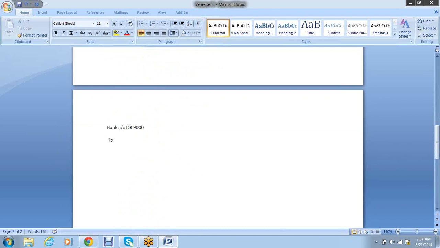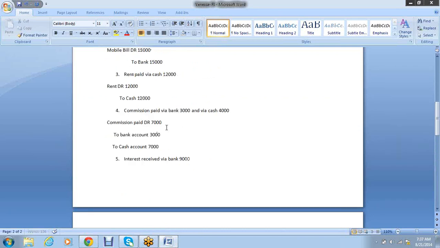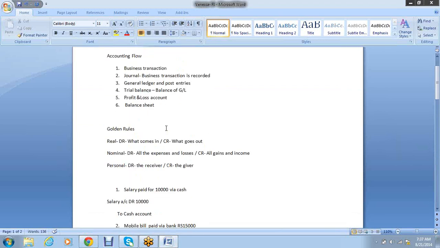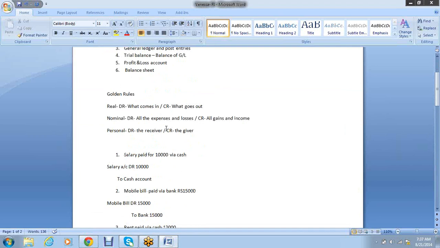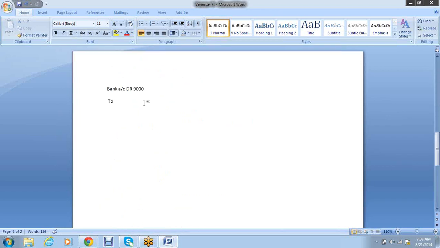So which account will be credited and why? The interest. Is it a personal account? Interest received does not mention any person's name, so this is not a personal account. So income is what type of account? It must be a real account. Why? Can you see the interest? Can you touch the interest? Nominal account, I think. Yes. All incomes and gains are nominal. So credit to interest.